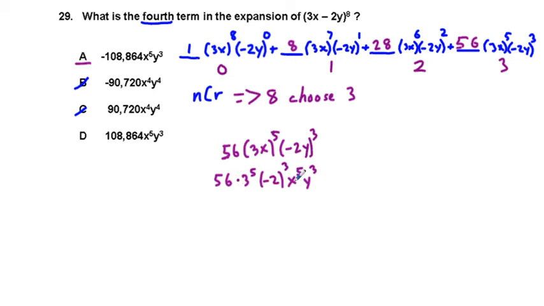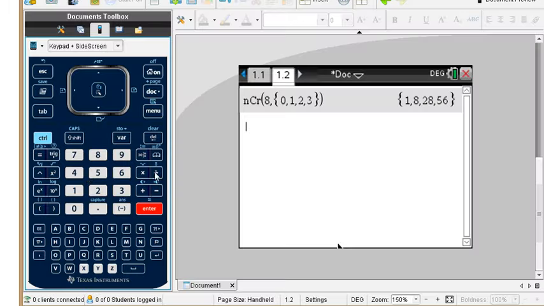But just going through and putting this in our calculator, 56 times 3 to the 5th times negative 2 to the 3rd power. So going to our calculator, we have 56 times 3 to the power of 5 times negative 2. Now you notice I put negative 2 inside parentheses. Why did I do that? Just to make sure order of operations were taken care of. So we get negative 108,864.